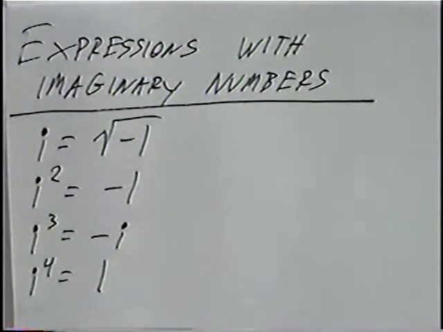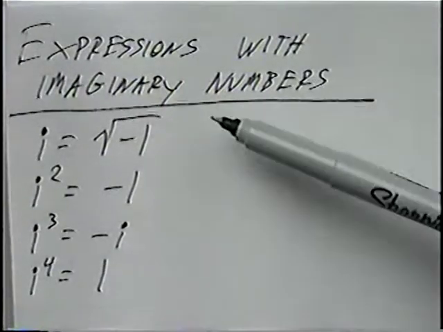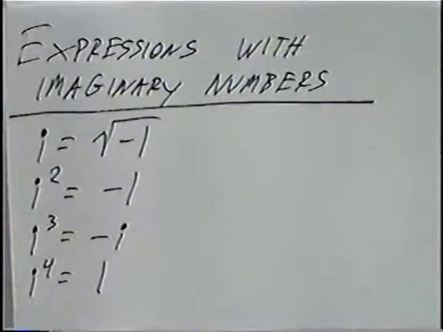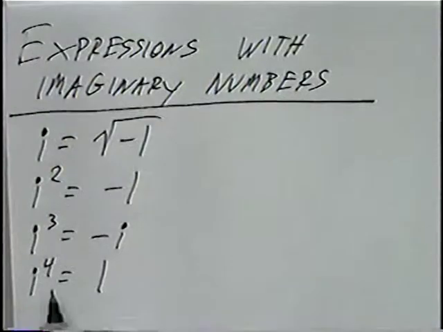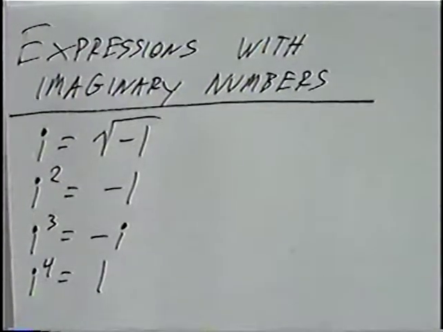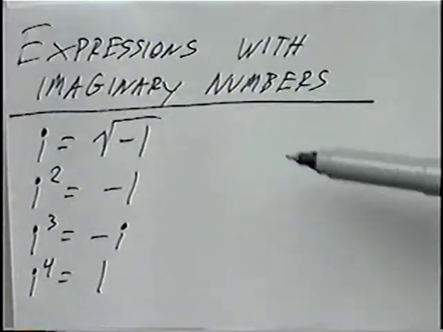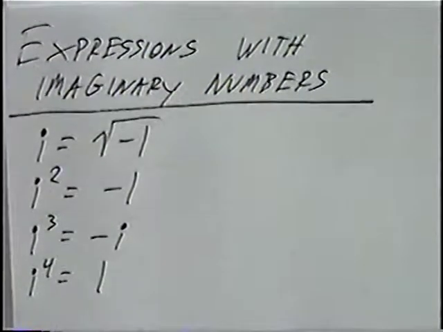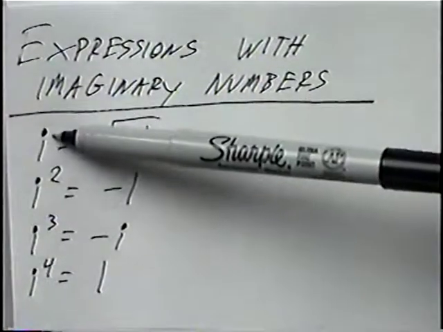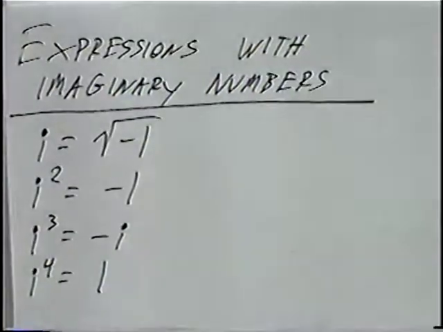Expressions with imaginary numbers. Using the following information, we'll be able to simplify questions that have imaginary numbers that also have exponents. The first one: i is equal to the square root of negative 1. Any questions that have a single i, we can leave with i for imaginary numbers.